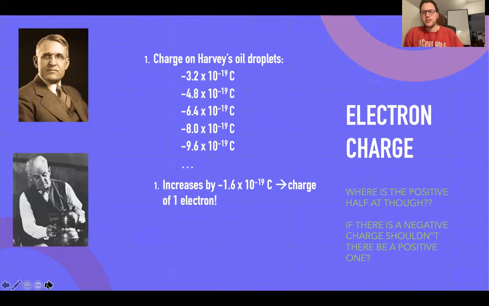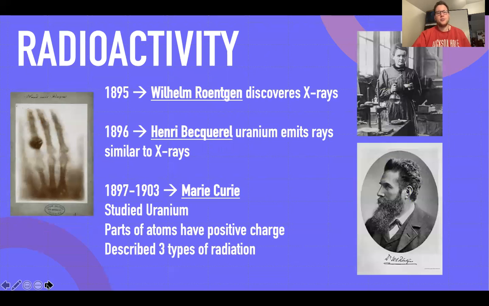But then a question started to happen. They're like, okay, wow. So we're shooting through these negative particles, but the problem is we really want to find the positive side. And so they're like, is there a positive side of the atom? And that is where these people came in. Of course, you have Wilhelm Röntgen, you have Henri Becquerel, sorry, I'm bad with pronouncing names, and Marie Curie, which we all know.